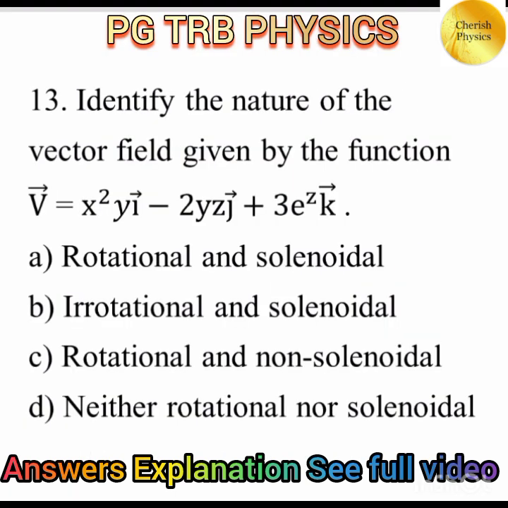Identify the nature of the vector field V vector equal to x squared y i vector minus 2yz j vector plus 3e to the power z k vector.